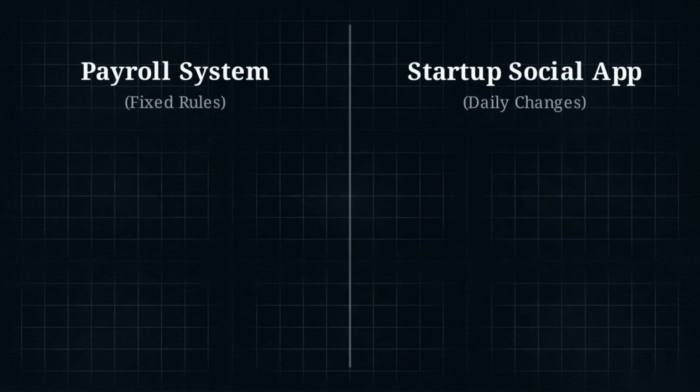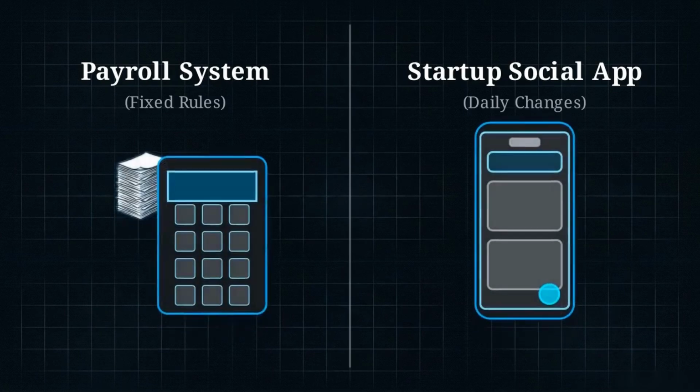Look at this split screen. Based on the strict downward flow we've covered, which of these projects fits the waterfall model better? A payroll system with fixed tax rules, or a startup social app where user features change daily? Take a few seconds to decide.